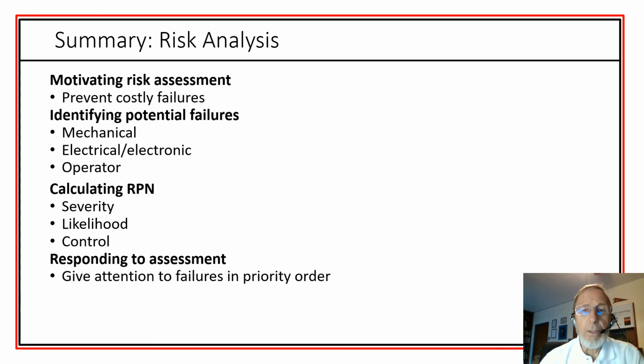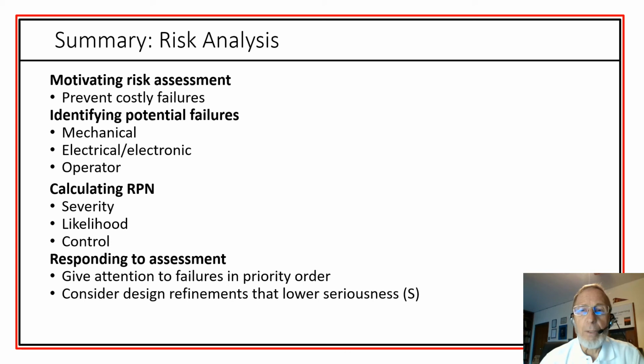Give attention to the failures in priority order. The highest RPN scores really should be addressed first. And consider design refinements that are going to lower the seriousness. So perhaps you can make it so that when something fails, it's not going to be as costly.